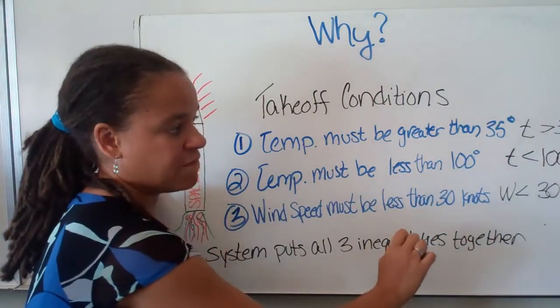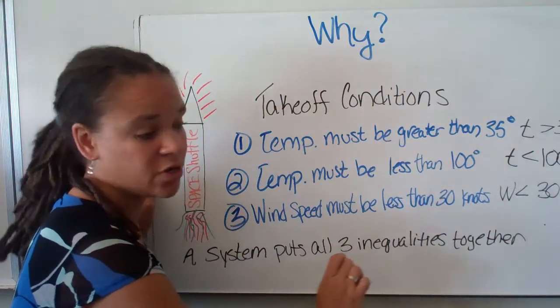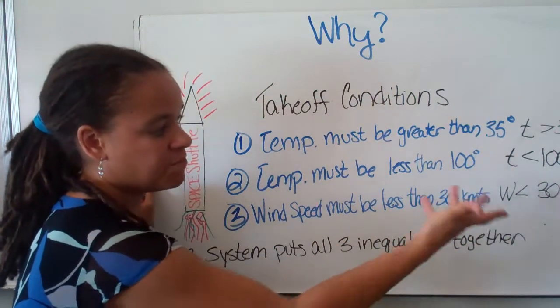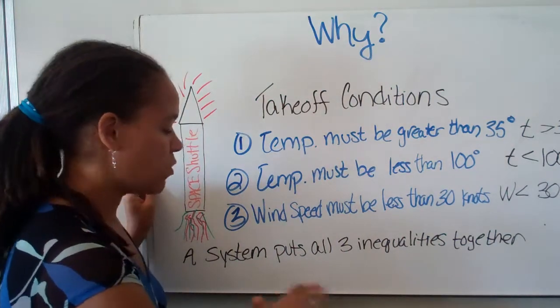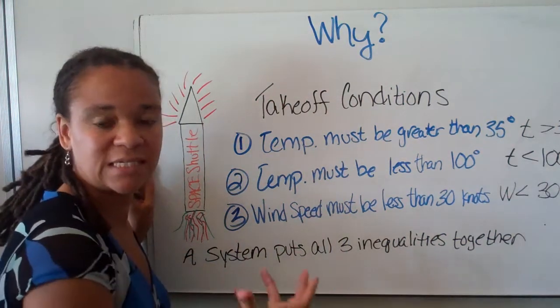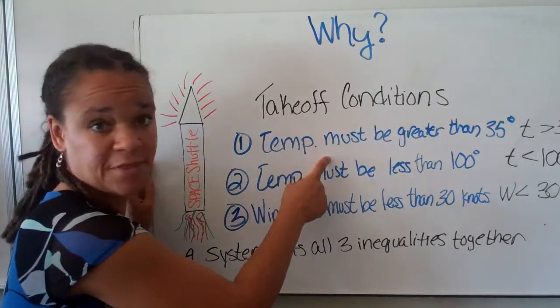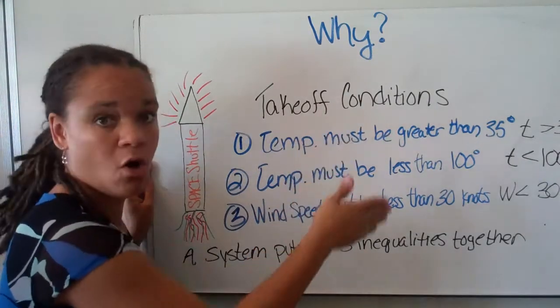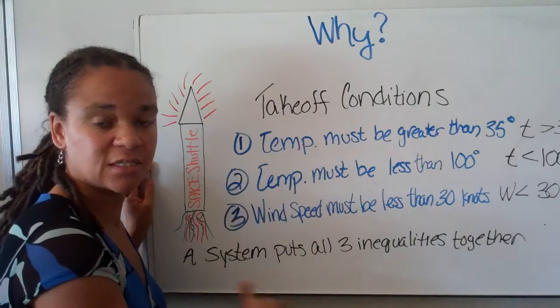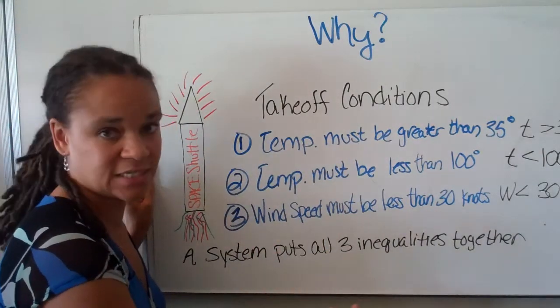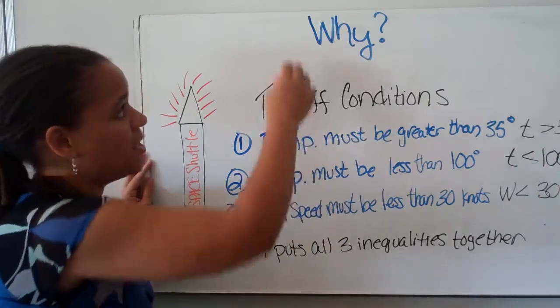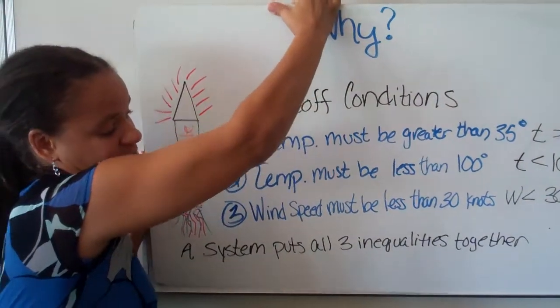T is greater than 35, T is less than 100, and then W, the wind speed, has to be less than 30 knots. So these three together would be a system. We don't want just one to happen or just the other. All three of them need to be met. So because there's more than one condition put together, that means it's a system. So let's look at another example of when we could use this maybe in the real world.